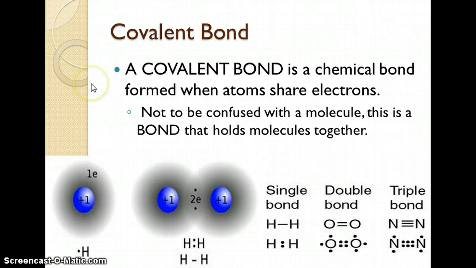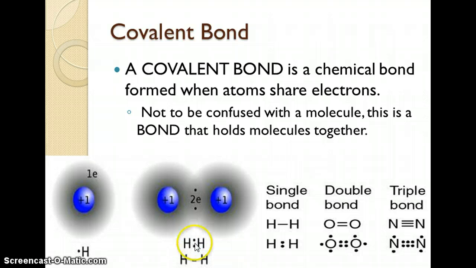Then we have a covalent bond, and that's a chemical bond formed when atoms share electrons. It can be confused with a molecule because this is just a bond that holds those molecules together. So here we have an example of hydrogen, which is a +1 in the middle of the nucleus. It has 1 proton and 1 electron, and it looks like this if you were to draw a little diagram of it, Lewis dot diagram.